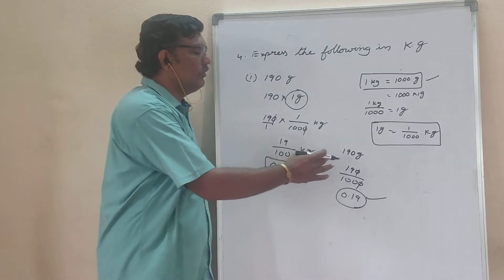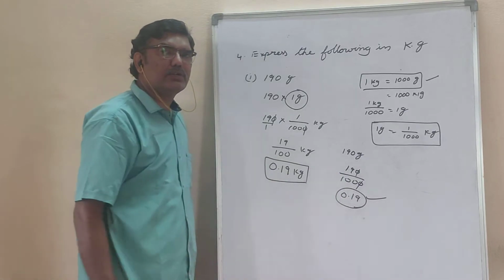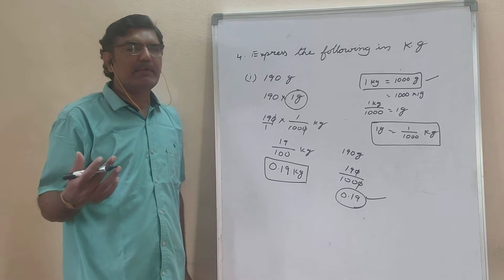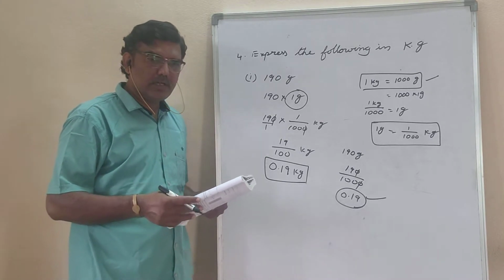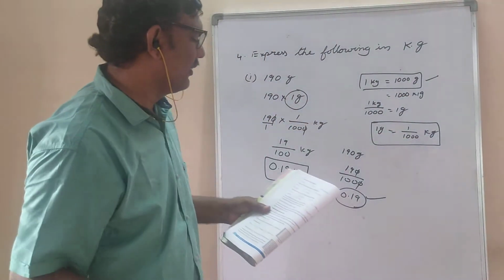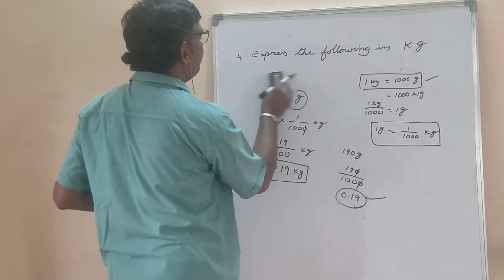So why do you have to divide by 1000? You have to understand why you have to divide by 1000. So next, we will go with the next problem.